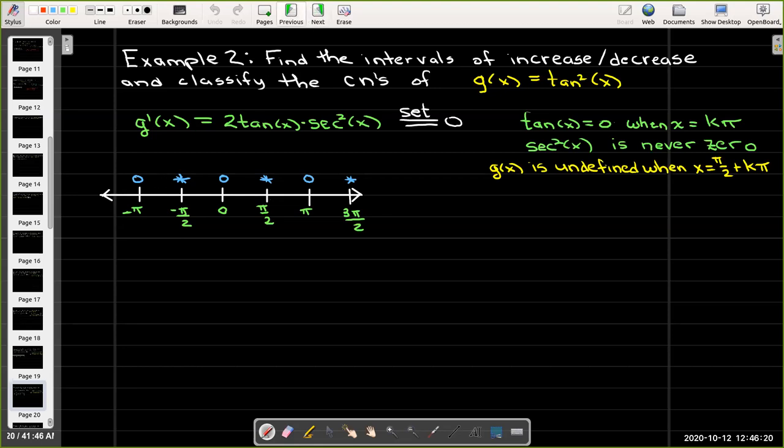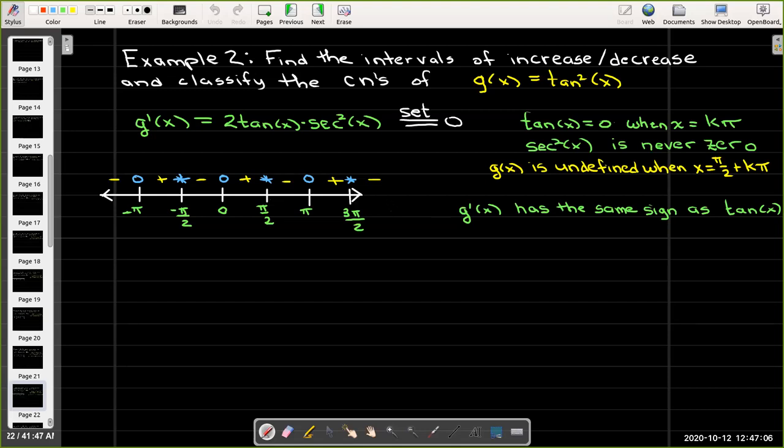And now I just need to find out the sign of the derivative. Well, we already noted that secant squared of x is always positive. And so the derivative of g is going to have the same sign as tangent of x. And let's just remember what the tangent graph looks like, or our unit circle. The tangent is positive in the first quadrant and in the third quadrant, and it's negative in the second and the fourth quadrants. So I'm going to have alternating pluses and minuses.